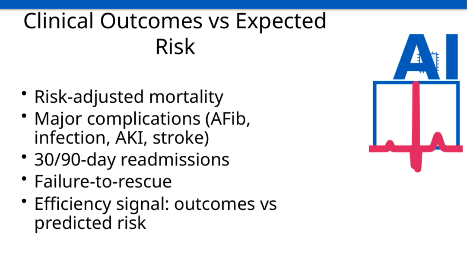All of these measures, clinical outcomes versus expected risk, are interconnected, giving us a comprehensive picture of quality. They show us not just how patients are doing, but how well our systems are performing relative to the complexity of the cases we handle. This aligns with our overall goal of improving patient outcomes through continuous quality improvement.